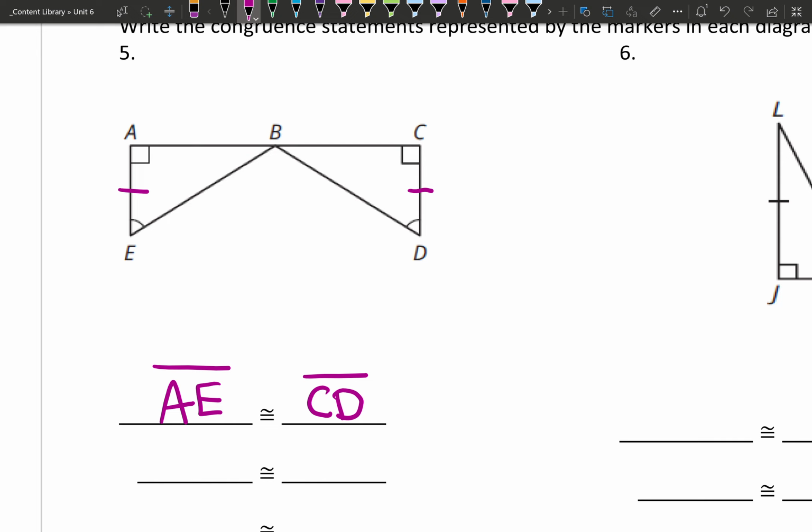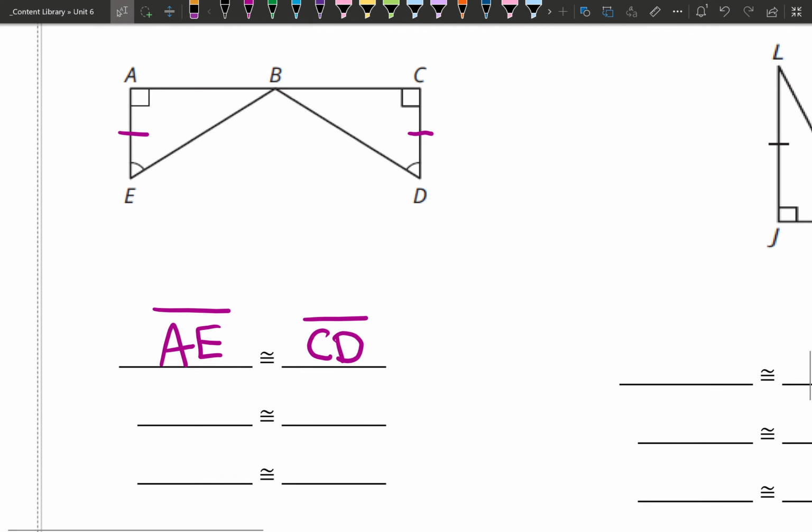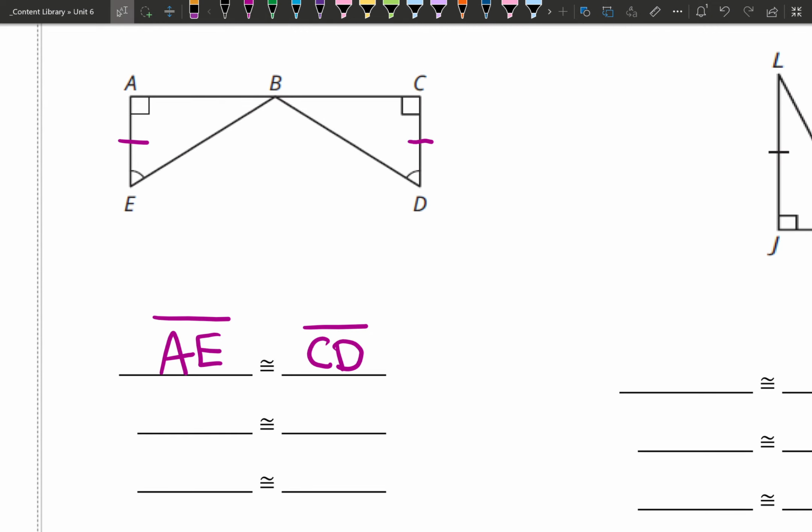Okay. Next, we have our angles. I see 2 types of angles marked. There's one with a single arch, and then there's another with a box. The one that has a box tells us that that angle is exactly 90 degrees. The ones with arches, all they're telling us is, hey, these angles match, but we don't know what their measurements are.